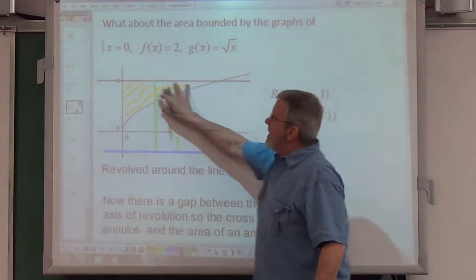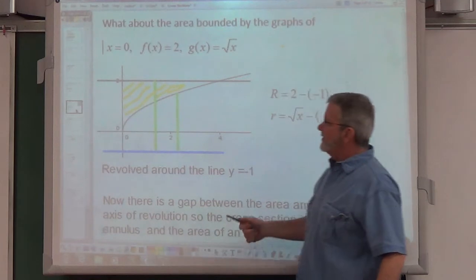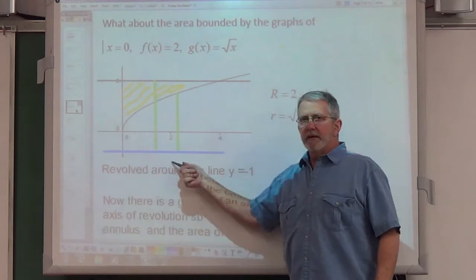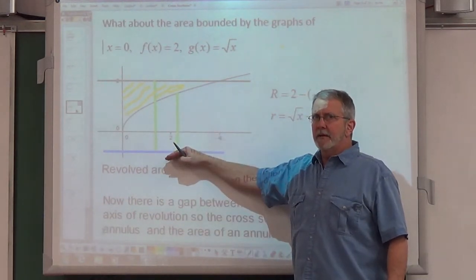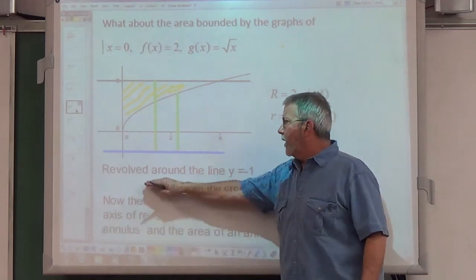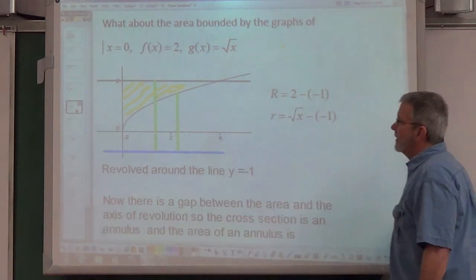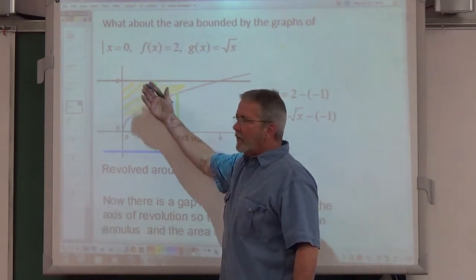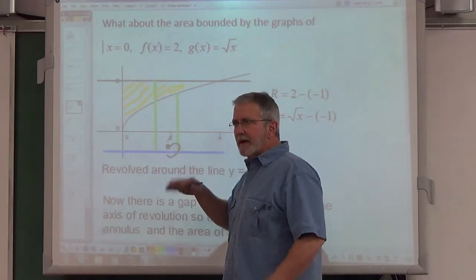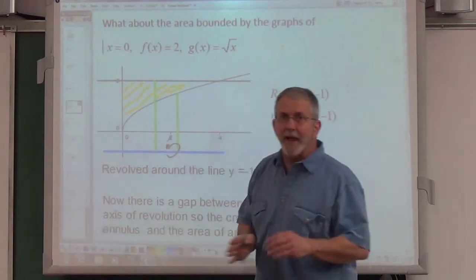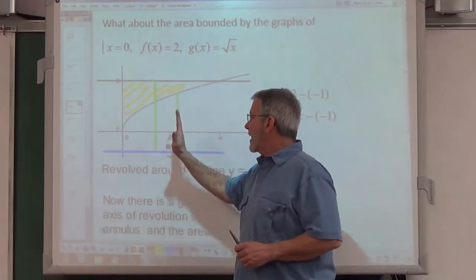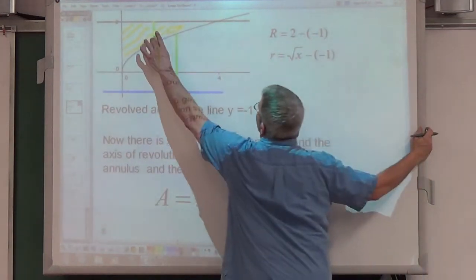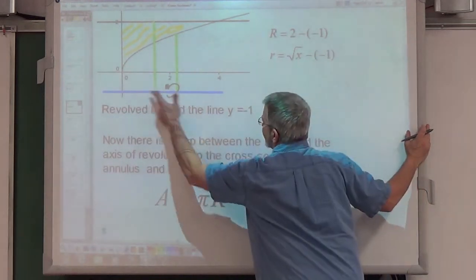I want to look at the same bounded area, and this time I want to revolve it around the line y equals -1. Still a horizontal line, the horizontal line that is below the x-axis. I'm going to revolve this around y equals -1, revolving around that guy right there. And this is the area that I'm going to revolve. If I think about this, we did some of these with Play-Doh. What's a cross-section look like? Well, now there's a gap between the area and the axis of revolution.